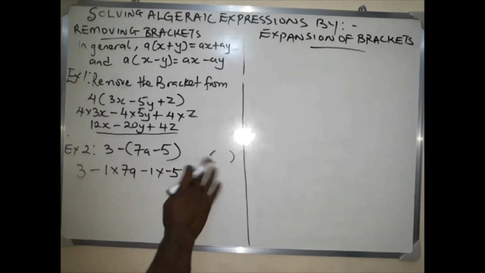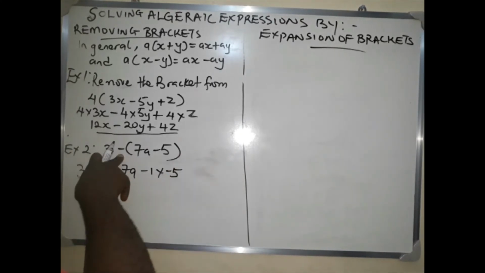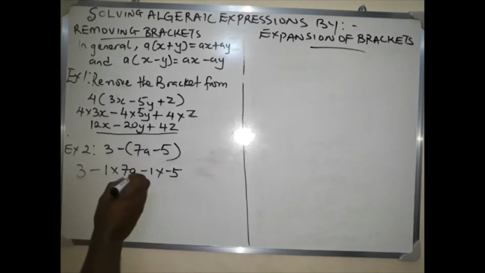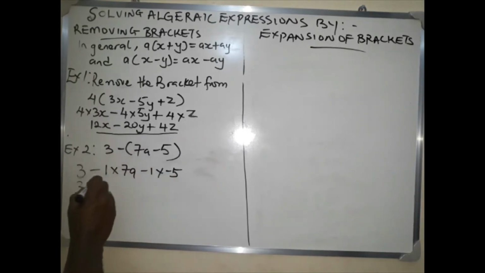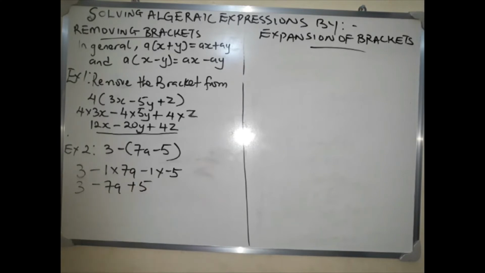So this minus is going to multiply everything inside here. Minus 1 times everything inside here. That's what we've done here. So now minus 1 times 7a will give you minus 7a, and minus 1 times minus 5 will give us plus 5. In this case, we have some like terms here. The like terms are 3 and 5, while this is 7a. So what we do is we add the numbers together, 3 plus 5, and leave the algebra on its own. So 3 plus 5 will now be 8 minus 7a, which will be our final answer.